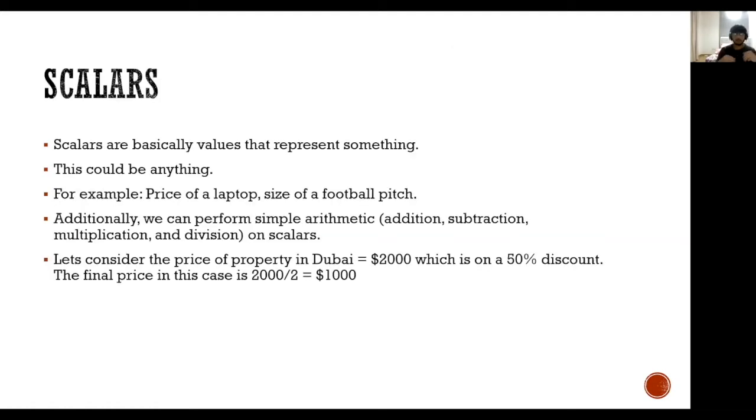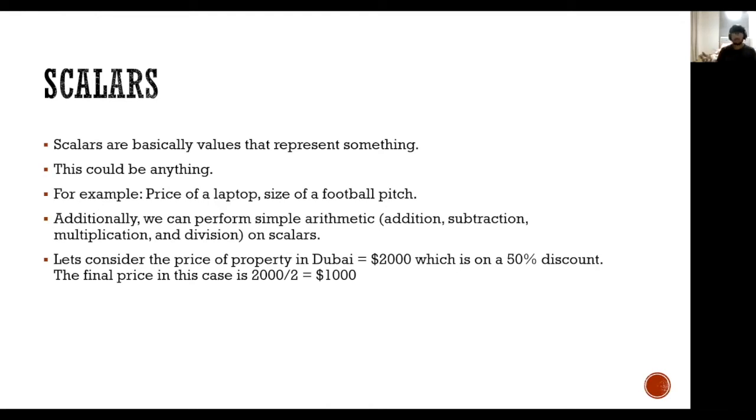So let's start off with linear algebra, in specific scalars. Scalars are basically a value that represents something. This representation could be anything. It could be the size of a football pitch, the price of a laptop, maybe the number of people we have in this meeting right now. It could be absolutely anything. And the best part about scalars is that you can carry out arithmetic operations on them. Arithmetic operations include addition, subtraction, multiplication, and division.